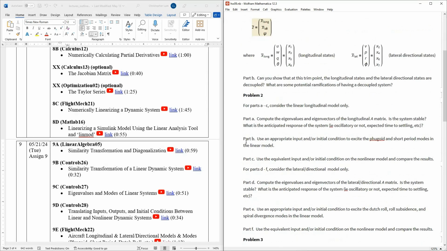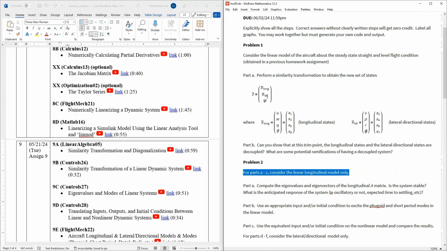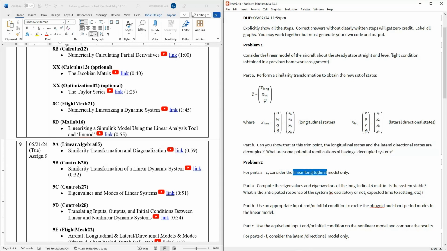Okay, let's take a look at problem 2 now. So problem 2 is, again, in problem 1, you have a full 9-state linear system, okay? By the end of this, if you answer that yes, you're able to decouple the system, what we're going to be able to do is take that single 9-state system and break it up into several different smaller linear systems. One of these linear systems is what we're going to call the linear longitudinal model. And again, when you watch these videos, hopefully this is going to make a lot of sense, but you're going to see that this is basically a smaller 4-state linear system.